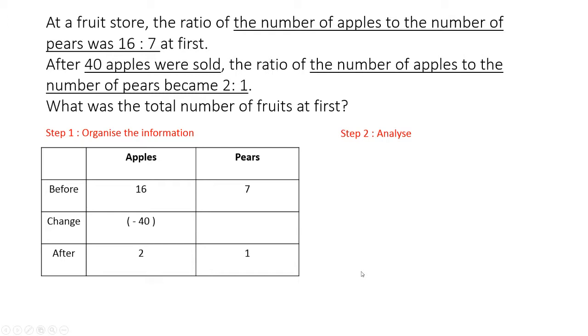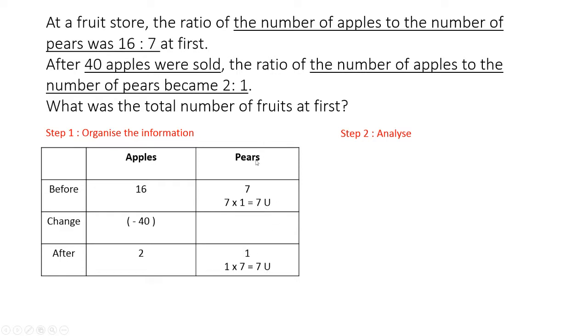So step 2, let us analyze the information that's presented in this table. So we realize that there's changes to the apples because we sold 40 apples over here. However, the number of pears remains the same. So as you can see, the number of pears over here before can be divided into 7, and in the end, the number of pears became just 1 unit. So we're going to make 7 and 1 into equivalent units. So we're going to change this 1 into 7 to make both of them equivalent. So 7 times 1 we get 7 units over here, and 1 times 7 we get 7 units over here.